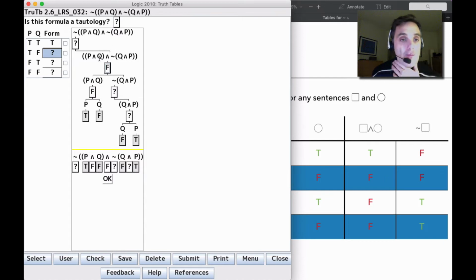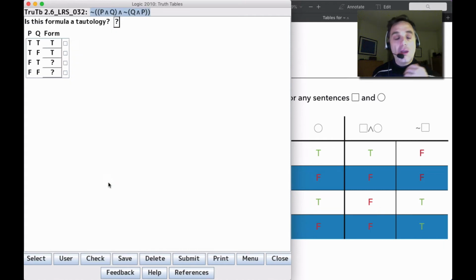Now, knowing this conjunction is false, let's go to the last step. It's a negation of the conjunction. The conjunction is false, so this is the negation of a false sentence, and the negation of a false sentence is true because negations flip the truth values. So the whole thing is true. Now, do we know whether or not the formula is a tautology? No. We don't know that it's true on all rows yet, and we haven't found a row where it's false yet either, so we don't know.